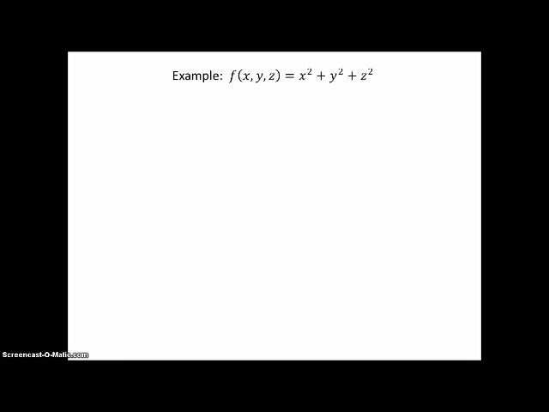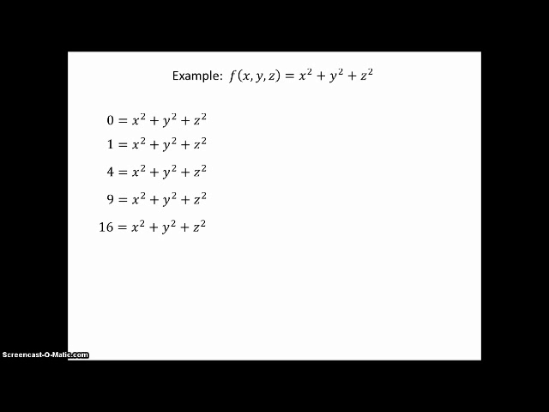Here's an example of a function in 3 variables. X, y, and z are independent variables, and usually we call the 4th variable w. It would be your dependent variable. Now if your dependent variable is 0, then x, y, and z would have to be 0, and so you would just get a point at the origin. And if w were 1, you'd get a sphere of radius 1 centered at the origin. And if w were 4, then you would get a sphere centered at the origin with radius 2, and so on. So as w gets bigger, the sphere gets bigger. And so we get infinitely many spheres of however many radii you would want.